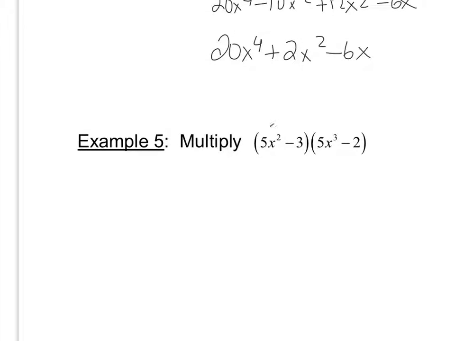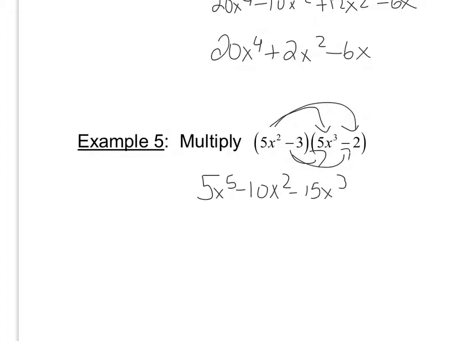Just remember, distribute everything from the first to the second, so you get 5x to the fifth, because we add the exponents. You don't go 2 times 3, you go 2 plus 3. Minus 10x squared minus 15x to the third plus 6. The only thing wrong with this is we got to write it in standard form, which is highest degree to lowest. Okay? So hopefully this is making sense. Let's take a look at another page.